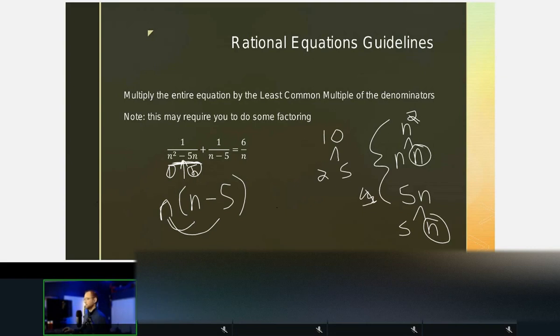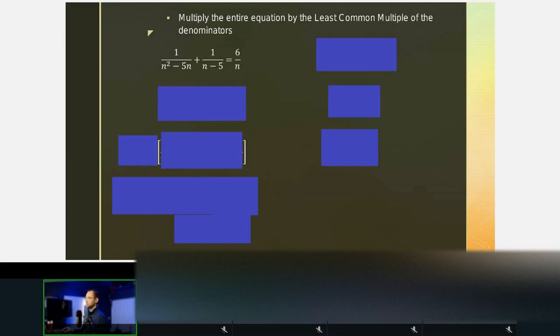All right, so let's go to the next page. So we talked about factoring already. And that's what we have, right? We have this denominator factored all the way, n minus 5 is factored all the way, and n is factored all the way. So the LCM, does anybody want to take a crack at it? How do we identify what the LCM is?